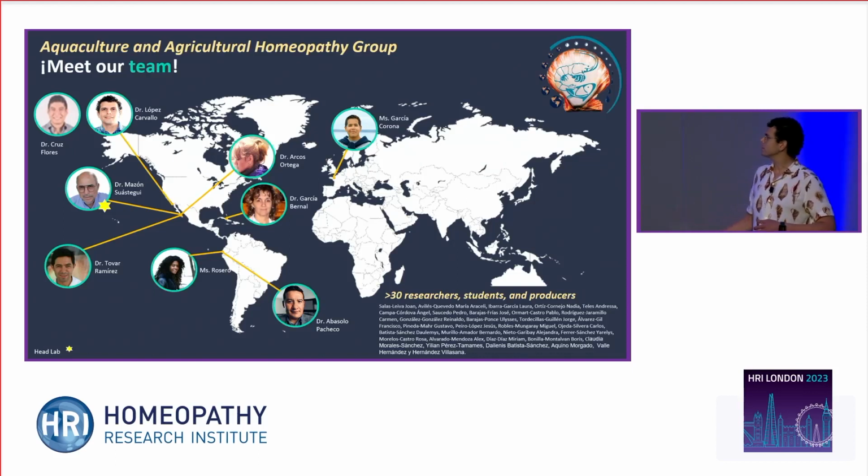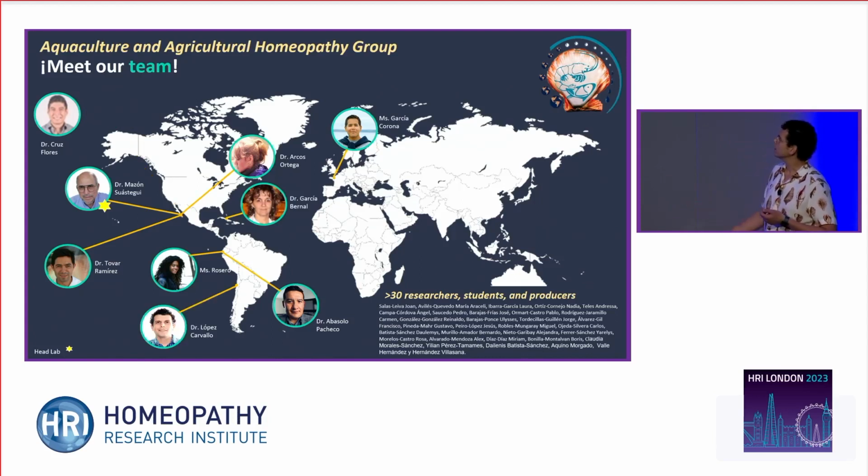The head of the lab of this team is Dr. Mason. He has a star here. I was his student as a master's and PhD student. Right now, I'm working in Ensenada, Mexico. Dr. Mason is in La Paz, Mexico. And I'm working with Dr. Cruz, looking at the interaction between pathogens and host, using functional genomics. We are more than 30 researchers, students, and producers. And recently, I'm moving to Chile, so we are going to have many collaborators in many parts of the world.